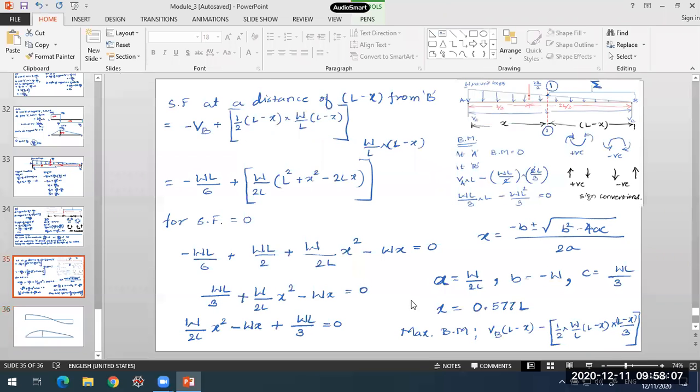Once you get this value of x, confirm what will be value of x first. Okay, correct me if it is anything else, and then go for calculating the bending moment. Okay, right. So these are some standard cases what we have taken. You may be asked to obtain these equations also.